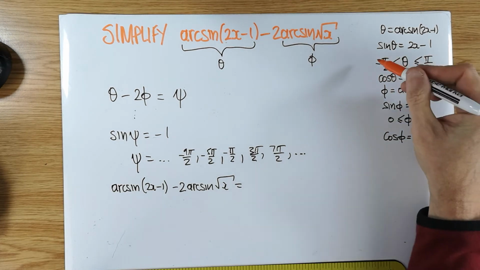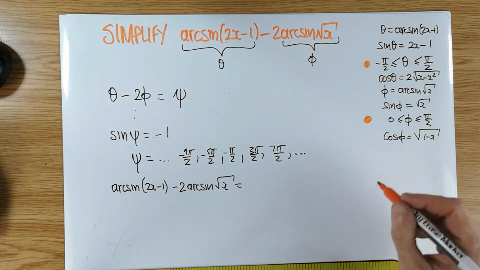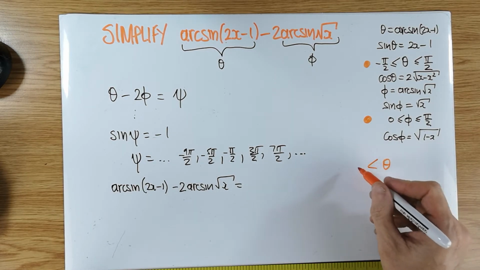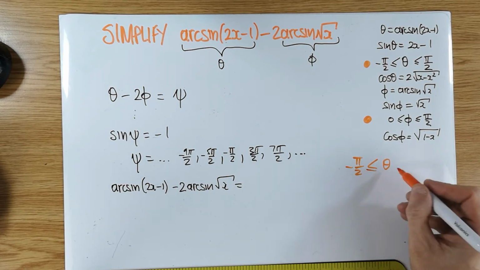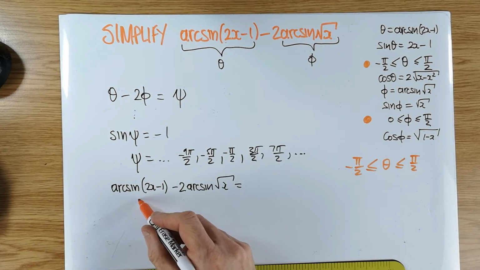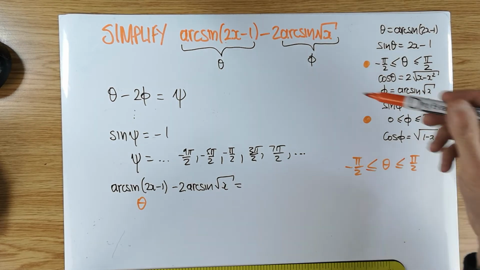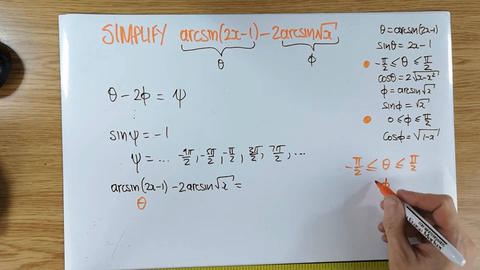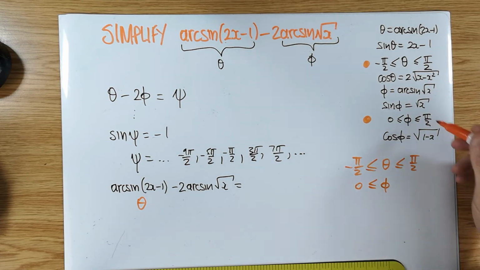Remember in the beginning, I wrote those two lines. Let's put a little dot next to them. The theta is between -pi over 2 and pi over 2. What is theta? Theta is the arc sine, so that's this bit here. Now, your phi, which is just the arc sine of the square root of x, is between 0 and pi over 2.